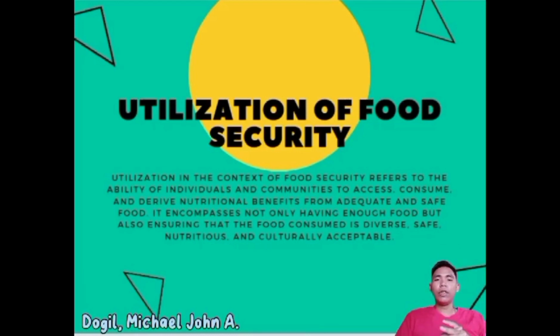Second is food safety, ensuring that the food is free from contaminants, toxins, and pathogens, reducing the risk of foodborne illness. Next is cultural acceptability: respecting cultural preferences and dietary traditions, acknowledging the importance of local food and food preparation methods. Then, food preparation and knowledge: having the skills, knowledge, and resources to prepare and handle food in a way that retains its nutritional value.